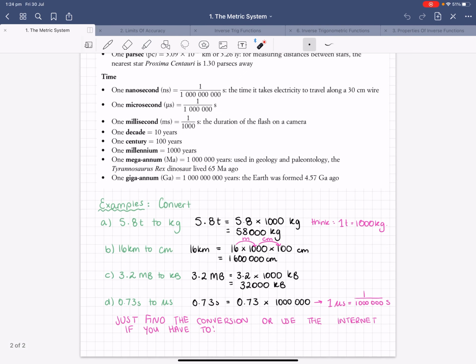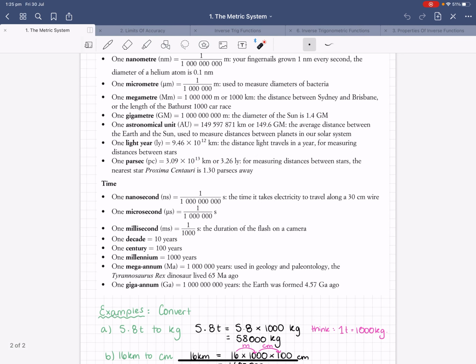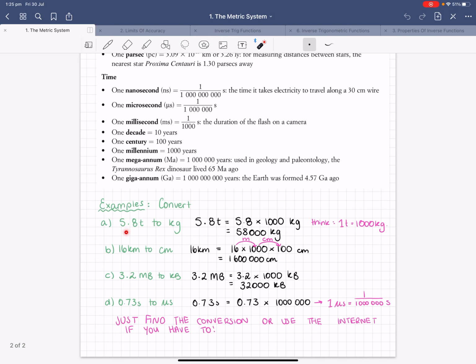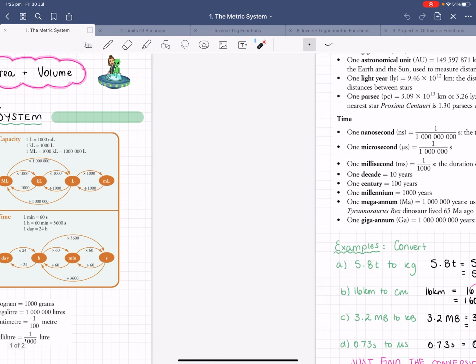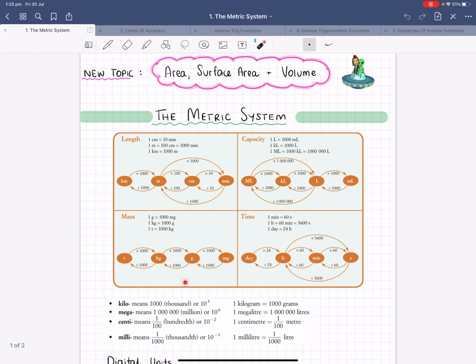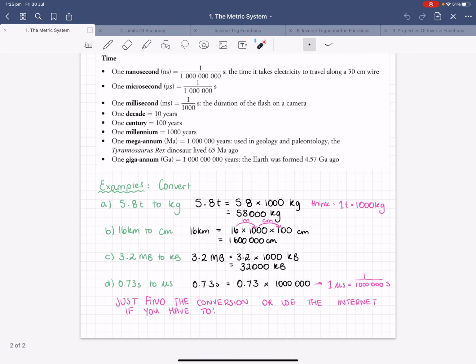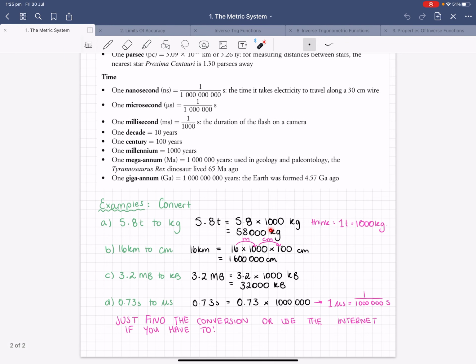So literally all our examples are just go from this to this, this to this. All you have to do is have a look. Say you're going from nanoseconds to seconds, well you know that's 1 billionth of a second. To go from tons to kilos, we're looking in the mass and we want to go from tons to kilos. All we have to do is multiply our tonnage by 1,000. So 5.8 times 1,000 gives us 58,000. It's that easy.